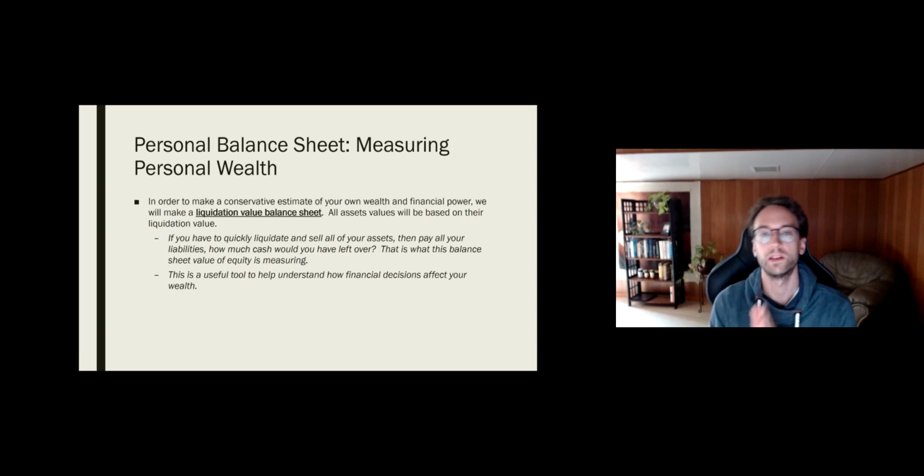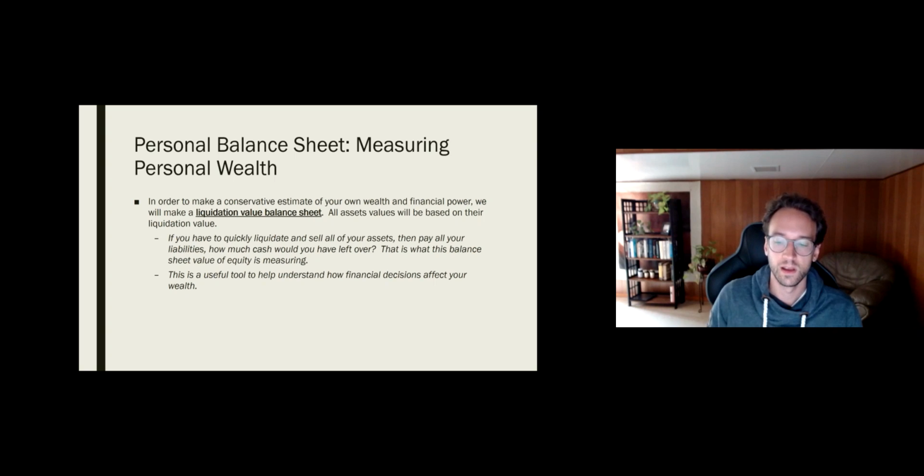Now what I want to look at is constructing a personal balance sheet to conservatively estimate your level of wealth, specifically your level of liquid wealth and financial stability and power, I guess I would say. So we'll look at all asset values on your balance sheet based on their liquidation value. What this balance sheet is measuring, when you look at the equity of this: if you quickly have to liquidate all of your assets, and quickly could be some reasonable amount of time, a month, a week, not necessarily that second, but fairly soon.